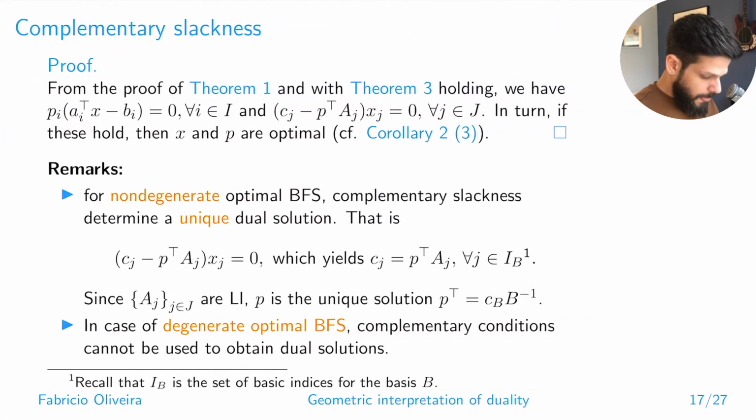And of course, this is not the case for the degenerate case. You can't use complementarity conditions to obtain dual solutions. It really doesn't work because you might have zero values for p's for active constraints, and that's where everything gets a bit more complicated. So in the degenerate case, you can't simply rely on complementary slackness to decide on optimality of your dual variables.